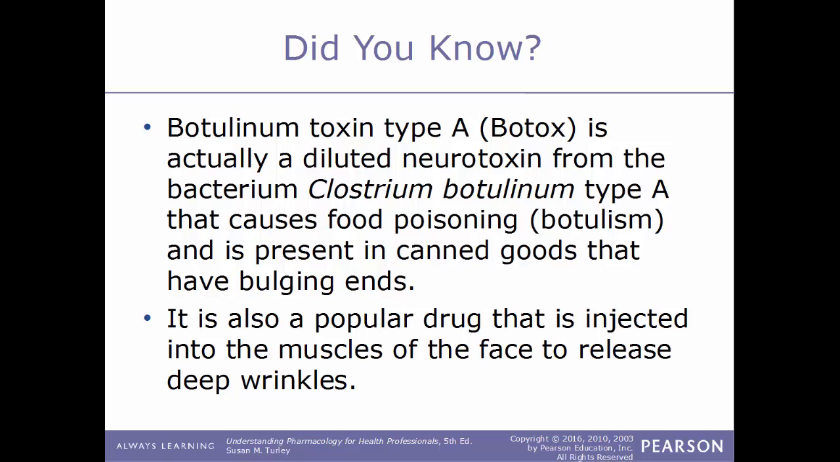And lastly, a did you know for this chapter. Botulinum toxin type A is actually a diluted neurotoxin from the bacterium Clostridium botulinum. And it's the same bacteria that causes food poisoning or botulism. Now, it's also a popular drug that is injected into the muscles of the face to help release deep wrinkles.